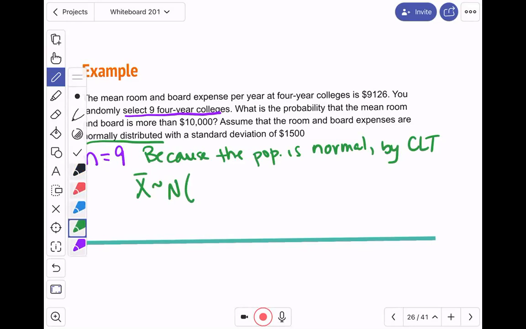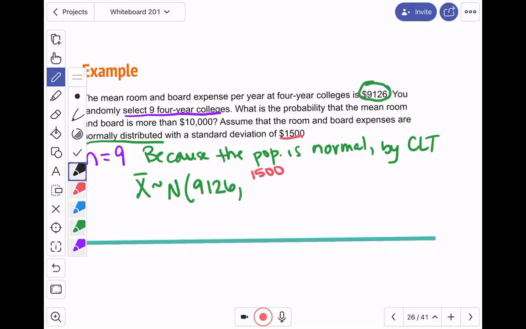What's the mean of the population? 9,126. Thank you so much. Somebody else jumping in today, I appreciate that. 9,126 is the mean. Standard deviation is going to be the standard deviation of the population, which is 1,500.